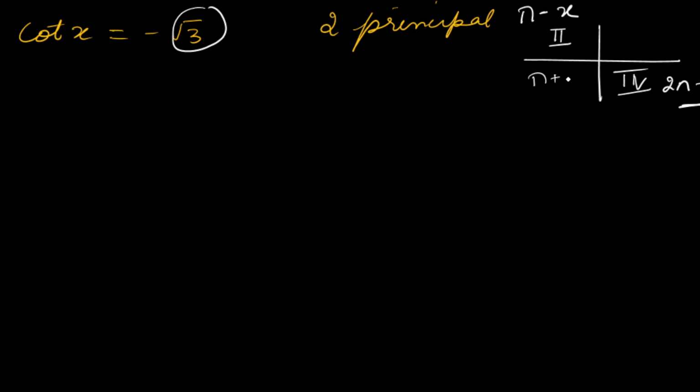Third quadrant we know it is pi plus, although we will not use it because cot is positive there. Here a negative value is given to us. So first of all, we will take root 3. We know cot x is equal to root 3. So cot root 3 is actually at 30 degrees.